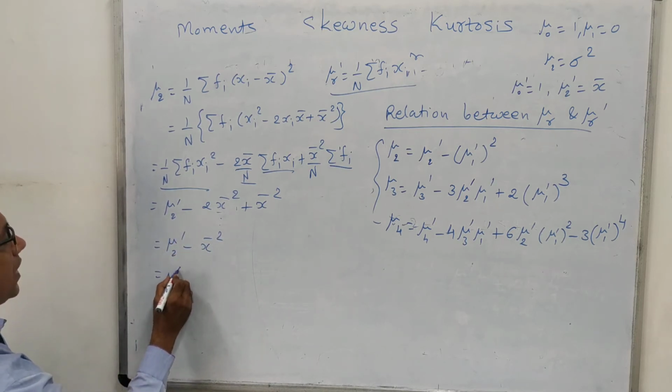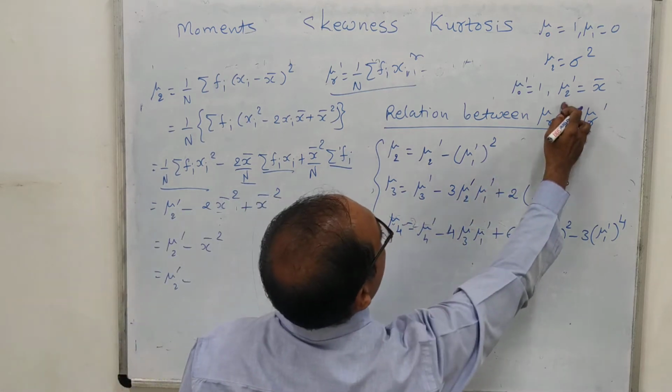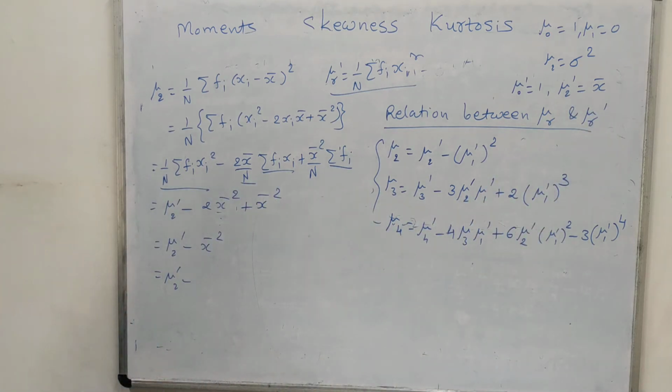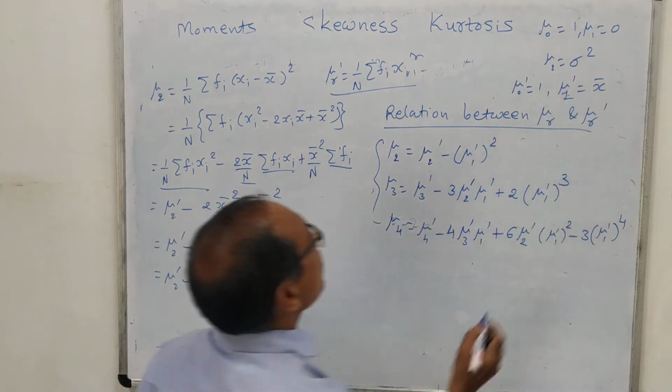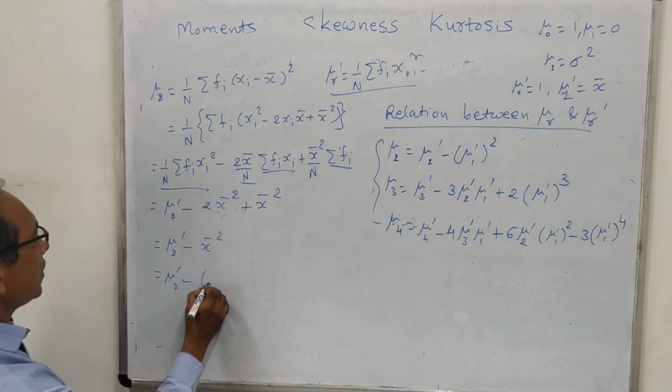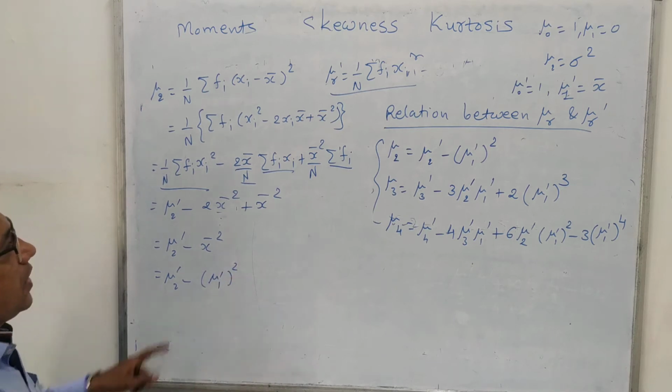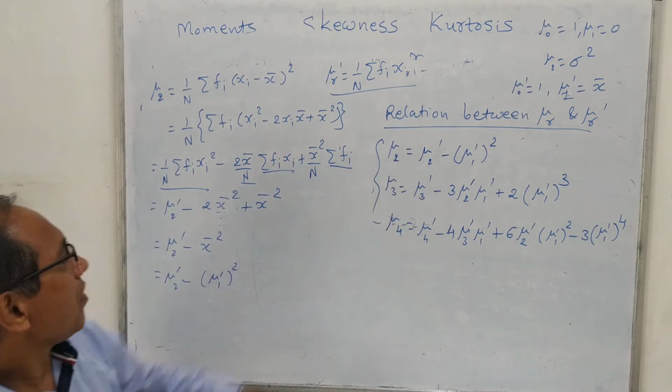But we know that x bar equal to mu1 dash. This already we have derived. So this is mu 2 dash minus mu1 dash whole square, and you can see this formula has been obtained.